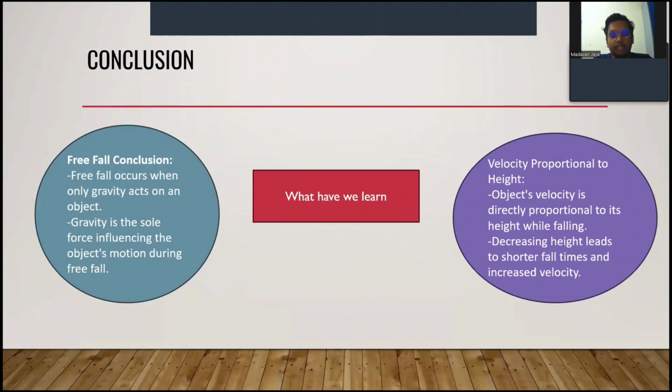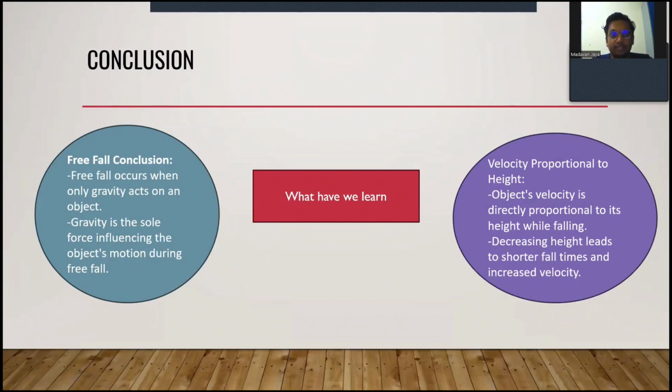And the conclusion: what have we learned? We learned two things, which are the free fall conclusion and that velocity is proportional to height. Free fall occurs when only gravity acts on an object. Gravity is the sole force influencing the object's motion during free fall. For velocity proportional to height, the object's velocity is directly proportional to its height while falling. Decreasing height leads to shorter fall time and increased velocity. That's all from me. Thank you.